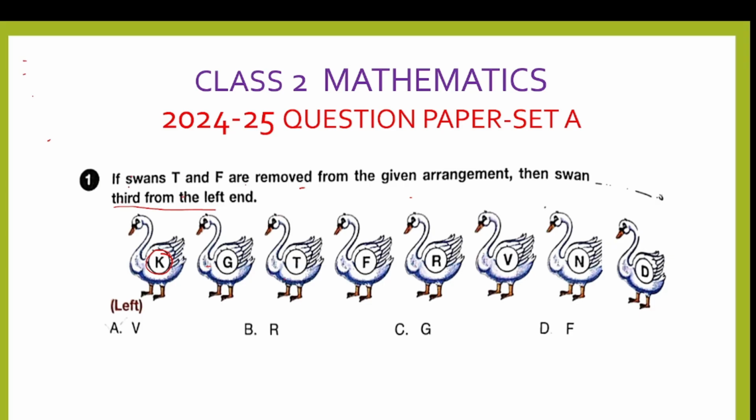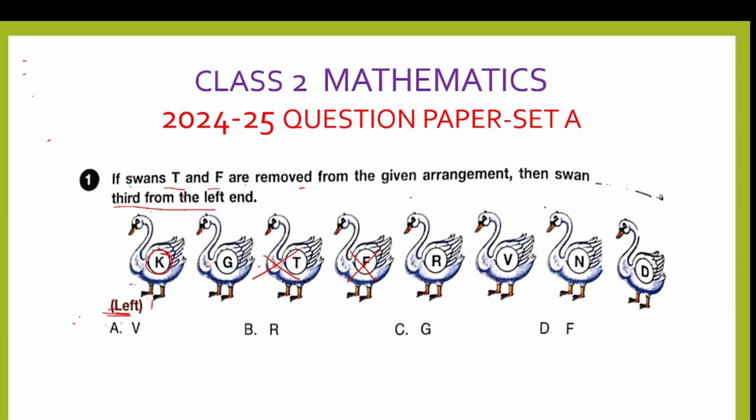Now what we have to do here? We have to remove the swans capital T and capital F from the given arrangement. So we have to remove this swan, that is capital T, and swan F from this arrangement. Now we have to find out the swan which is third from the left end. So if you see here, it is written left. So we have to count from the left.